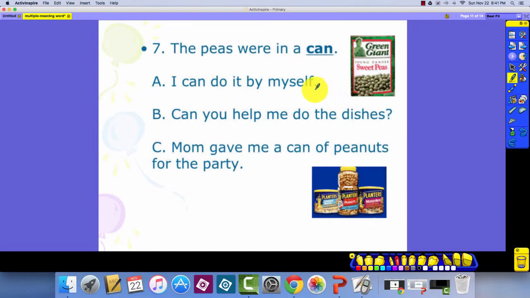I can do it by myself. Well, again, we're not talking about if you're able to do something or if you're not able to do something. Can you help me to do the dishes? Again, that word can kind of means able to. They're asking if you're able to do the dishes or not. So that's not the correct way.